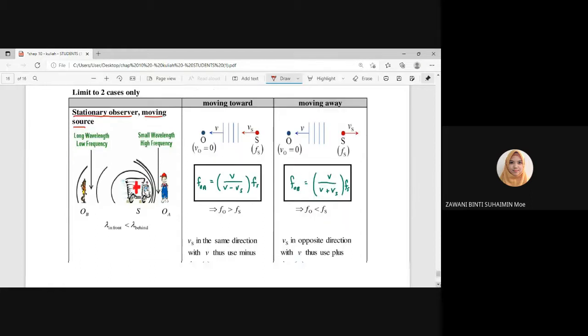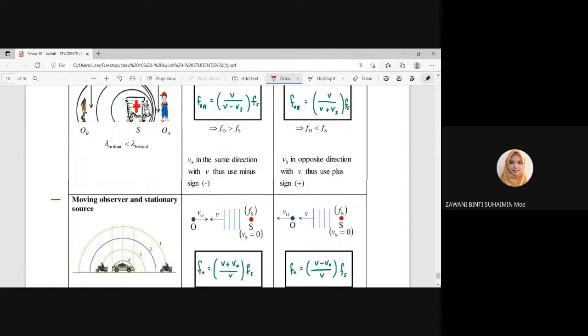Lepas tu situation kedua adalah awak bergerak, you as an observer is moving, but the source of sound is stationary. Terbalik. Tadi observer tidak bergerak. So sekarang case yang kedua adalah observer bergerak, tapi source of sound tidak bergerak. Macam tu. So apa yang terjadi apabila dia berlaku?